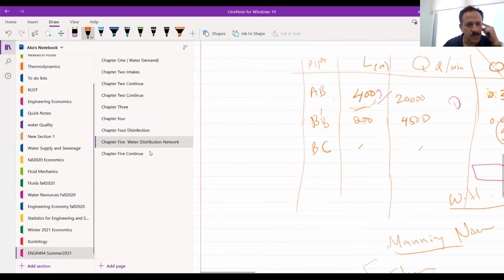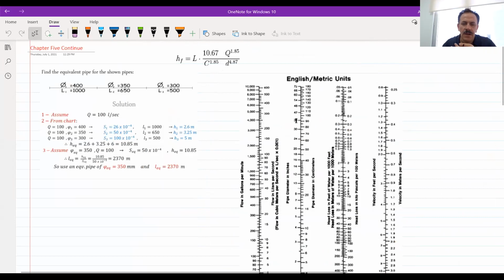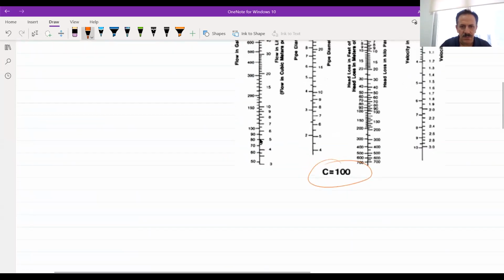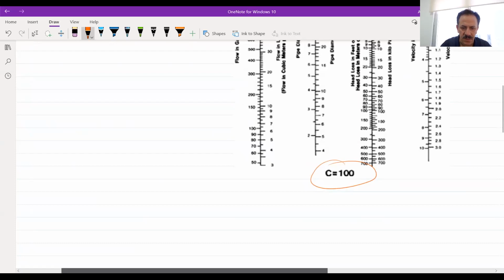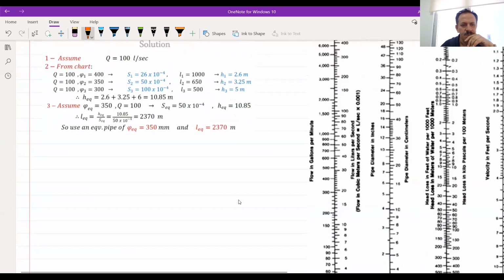Now, if we go to this pipe, for example, in this example we are using the Williams-Hazen nomograph. By the way, this is the nomograph. You have to check that this can be used for C equal to 100. We say that we have two equations for calculating the head loss in the pipes. Either it will be Williams-Hazen or Darcy-Weisbach, and you can use any of them, but Darcy-Weisbach is somewhat difficult to use in pipes.